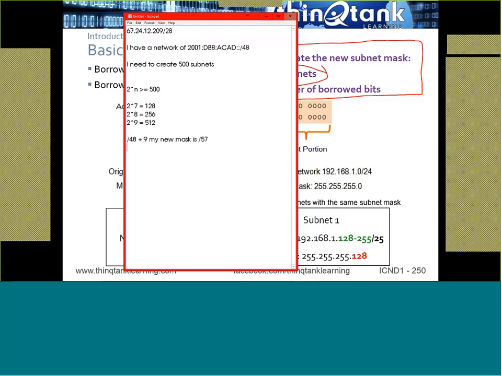2 to the power of 1 is 2, 2 to the power of 2 is 4, right? What is 2 to the power of 2? It's 2 times 2. What is 2 to the power of 3? It's 2 times 2 times 2, which is 8. You see what I'm saying? If you look at 2 to the 7, and then you look at 2 to the 8, you can see that 2 to the 8 is twice the amount of 2 to the 7.